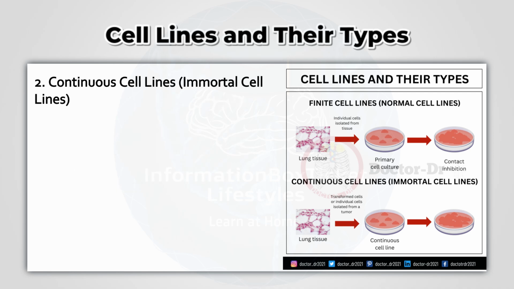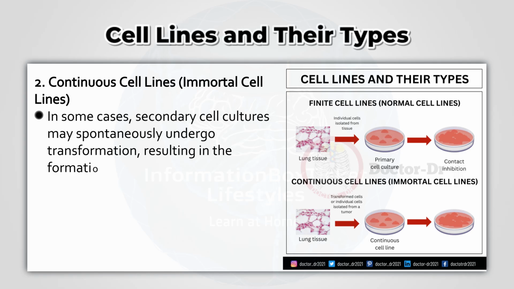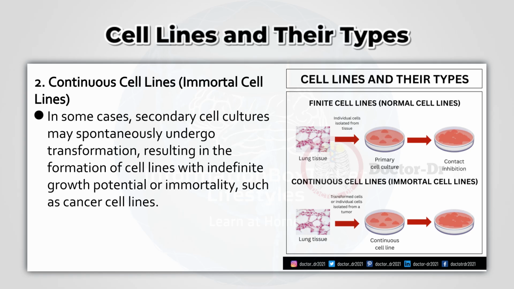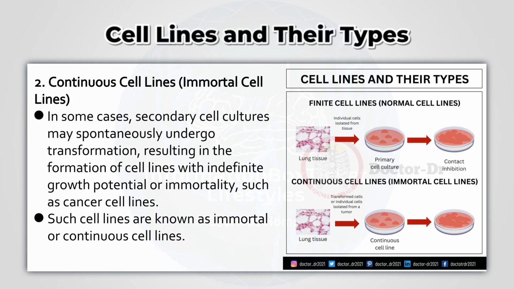2. Continuous cell lines, immortal cell lines. In some cases, secondary cell cultures may spontaneously undergo transformation, resulting in the formation of cell lines with indefinite growth potential or immortality, such as cancer cell lines. Such cell lines are known as immortal or continuous cell lines.